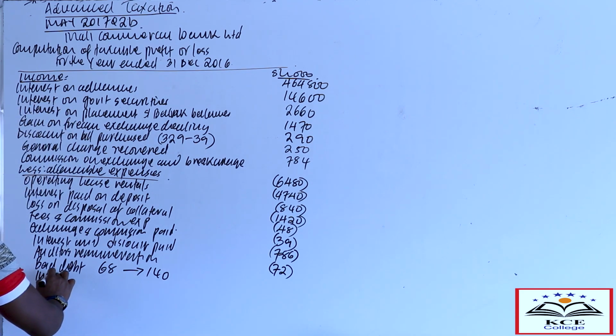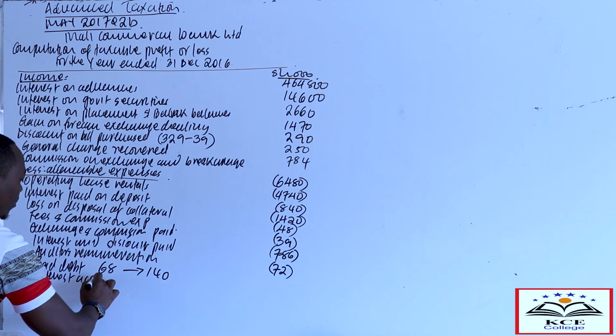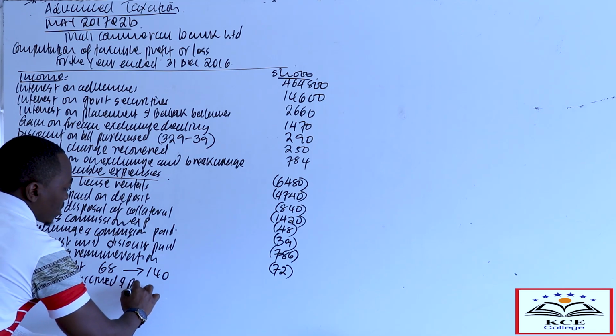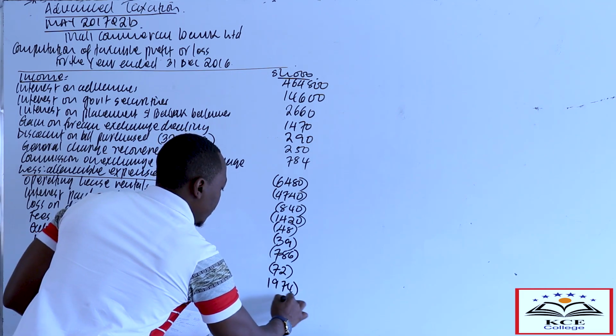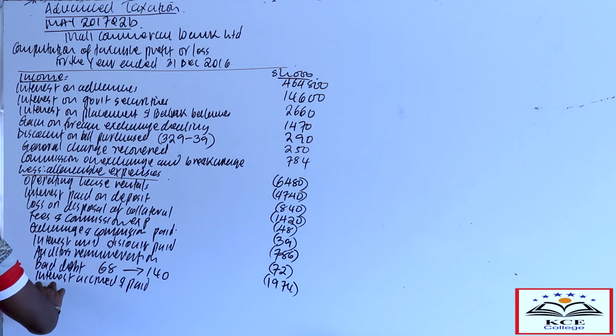Then we have interest accrued and paid. Yeah, that was the amount of interest paid. You paid an amount of 1974.